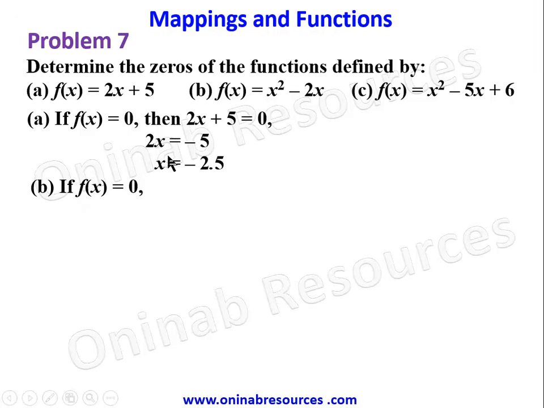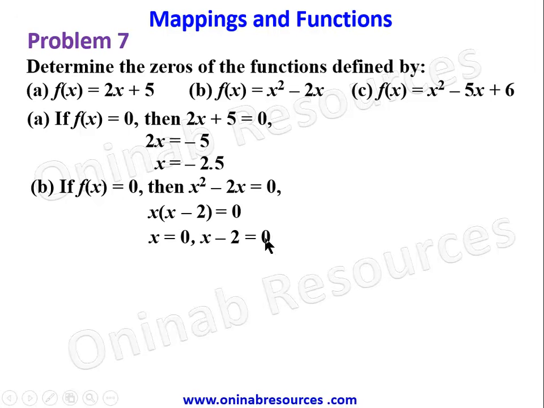So we go to B. If f of x is equal to 0, x squared minus 2x is equal to 0. That is, we can now solve this quadratic equation by factorizing this. X is common, so we have x into x minus 2 equal to 0, which means x is equal to 0, or x minus 2 equal to 0. So solving this second part, x is 0, x is 2 are the zeros of the function defined by x squared minus 2x.